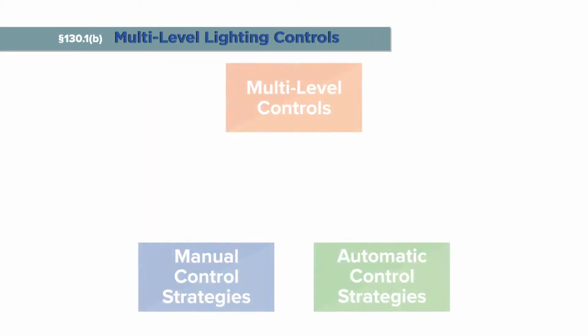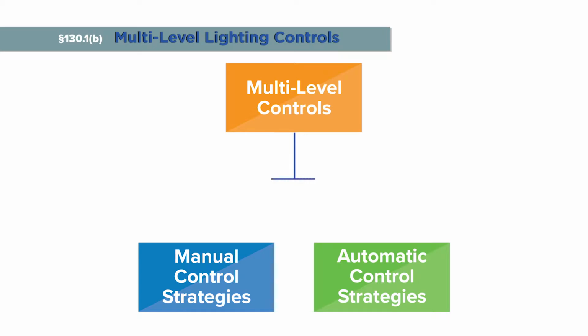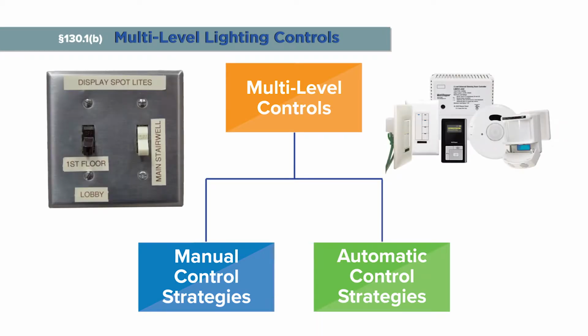Multi-level lighting controls can enable both manual and automatic control strategies. When used in combination with manual area controls, they must be capable of controlling lighting through all levels required under the Energy Standards, and they must allow the manual on and off functionality required by Section 130.1a.